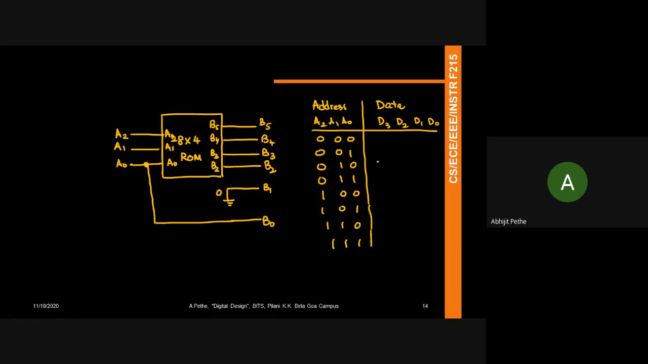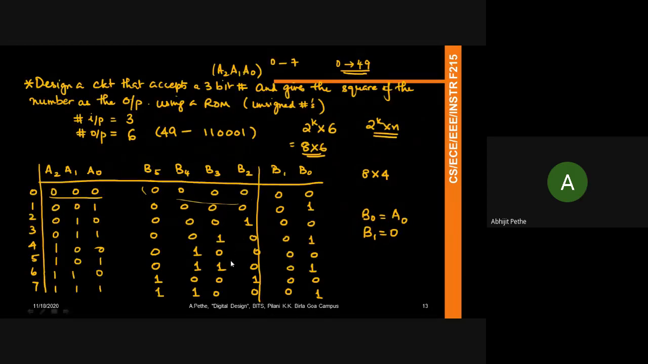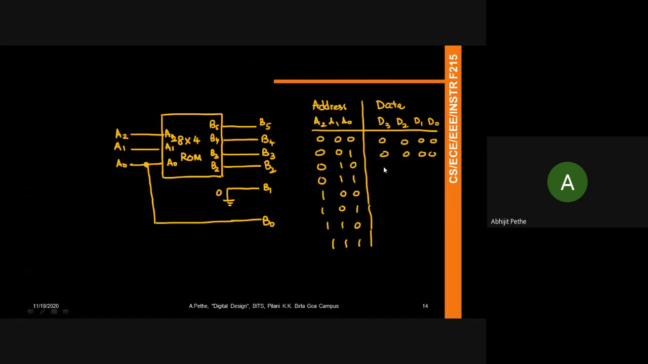As we said, zeros in the first two addresses, right? And in address 2 it is 1, then 4, 6, and 9 and 12. So this is how I would implement this circuit.